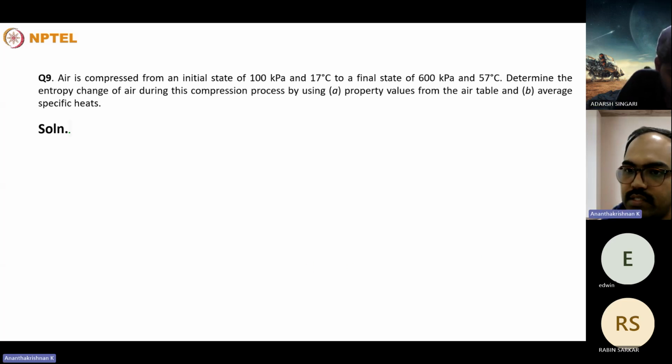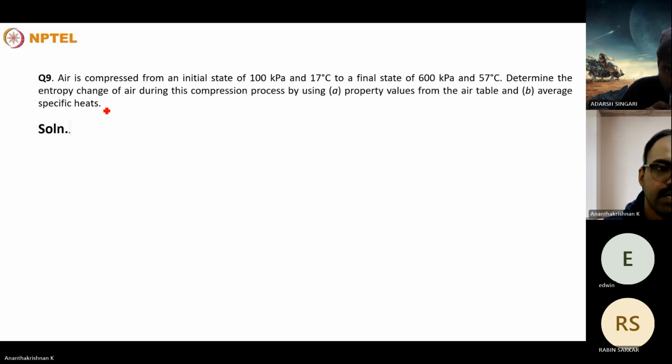It's a problem on the entropy change of air. During this process, air is compressed from an initial state of 100 kilopascal and 70 degrees Celsius to a final state of 600 kilopascal and 57 degrees Celsius. Determine the entropy change of air during this compression process by using property values from the air table and average specific heat.